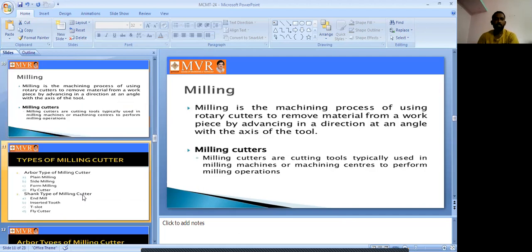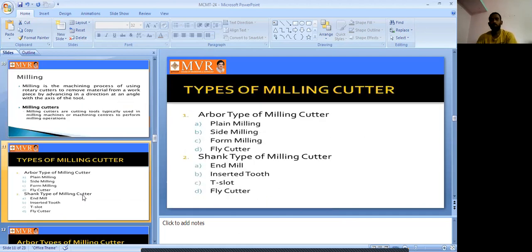So see here, generally, types of milling cutters. Types is a very important topic. Types of milling cutters, types of milling operations, and types of milling machines. These three are very important. Okay. So what is a milling machine and what are the parts in milling machines? What is the working principle of milling machines? These are very important topics.